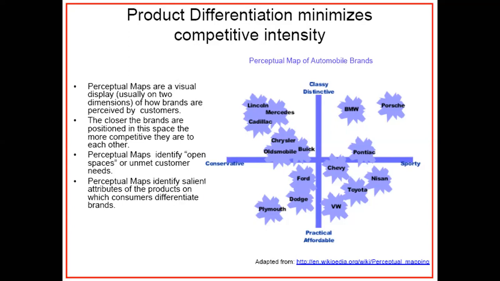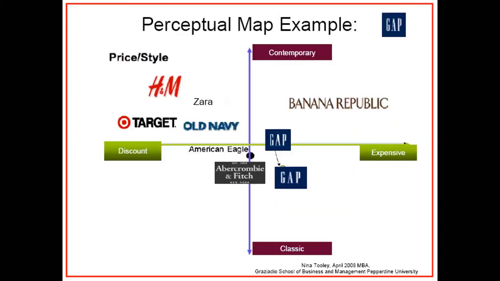The third point on perceptual maps is that they identify open spaces or unmet customer needs, and they identify salient attributes of the products on which consumers differentiate brands. As different brands are closer to one another, they would have similar characteristics, just like in strategic group mapping. The closer the groups are on the strategic map, the more similar characteristics the companies would have. There can be many examples of perceptual maps and strategic group maps, as this is the perceptual map of garment brands.